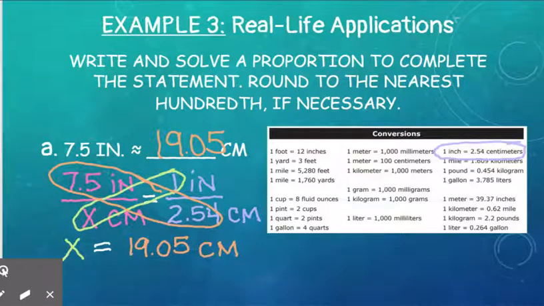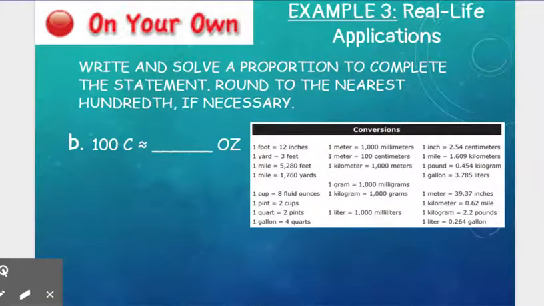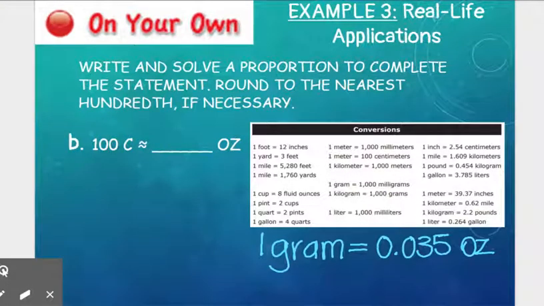So now for example 3, B, C, and D, I want to give you some hints. I'm going to go to example 3B, which is an on your own problem, but I want to give you one piece of information, and that's that the conversion is actually not even on this page. So I want to give you the conversion to go from 1 gram to how many ounces. That conversion is that 1 gram is equal to 0.035 ounces. So you will need to use that conversion that I just wrote as one of your proportions in order to solve this one.